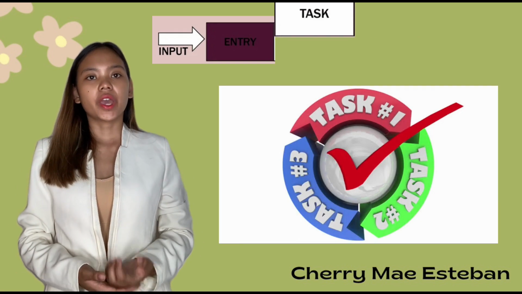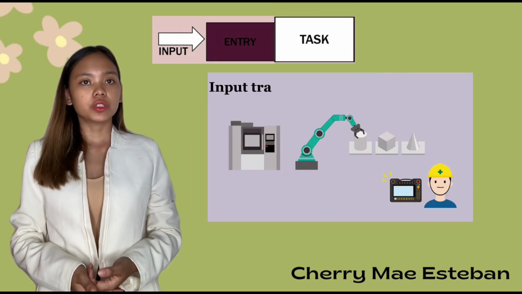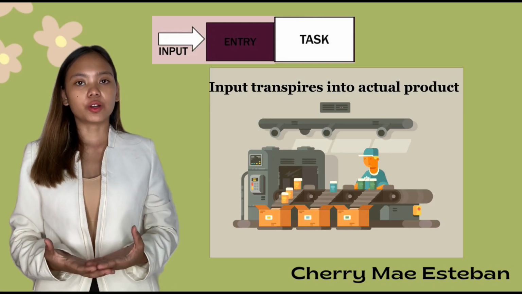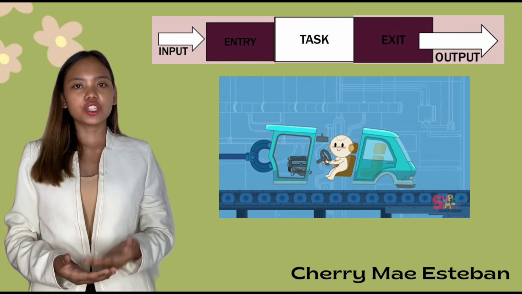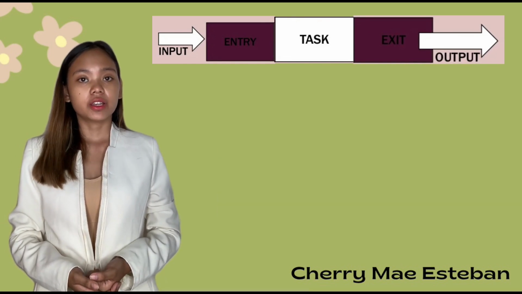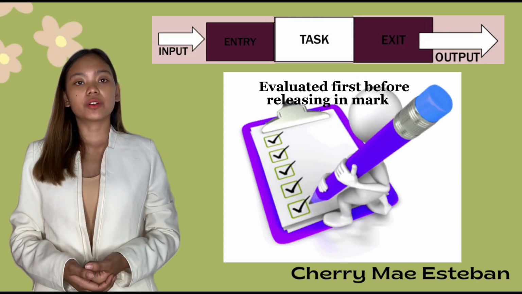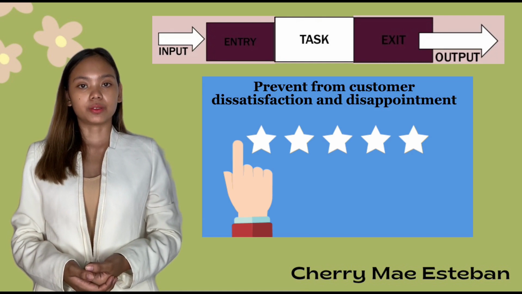Next is task, where the value-adding process must be created. This is also where the input will transpire into an actual product or service. The last part will be the exit, where the condition of the products or services will be fulfilled and completed. However, this must be evaluated first before releasing into the market to prevent customer dissatisfaction and disappointment.